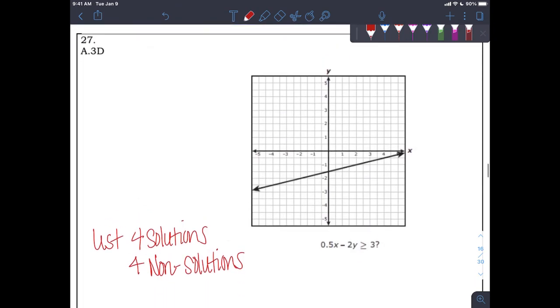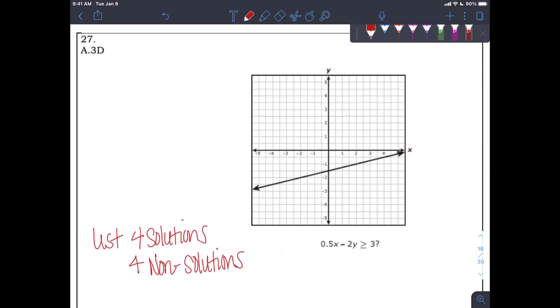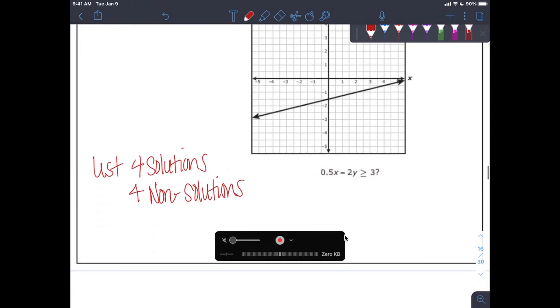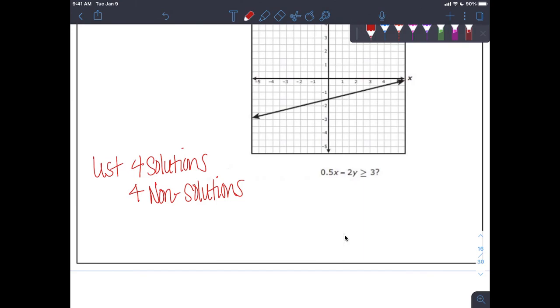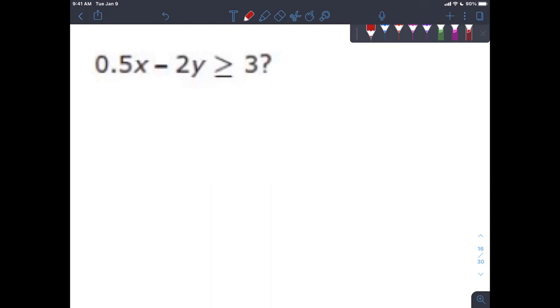Okay, so here they gave me an equation of a line. They said 0.5x minus 2y is greater than or equal to 3. And they're asking me to list 4 solutions and 4 non-solutions. So first thing I'm going to do is take a look at this equation. I am going to rearrange this to verify how I should shade this and what kind of line it should be. First thing I need is for it to look something like y equals mx plus b. So I need to go ahead and move this x over.